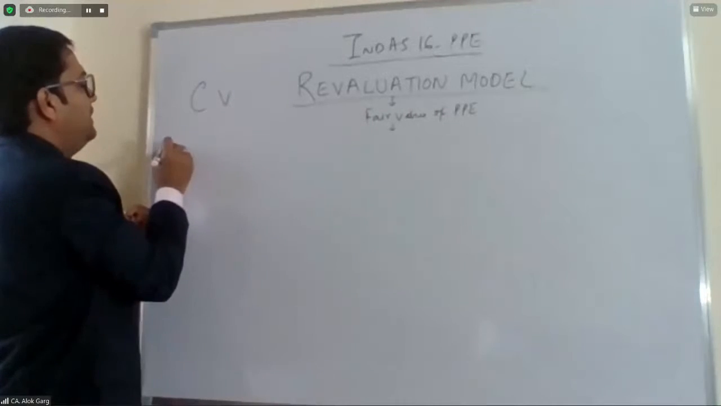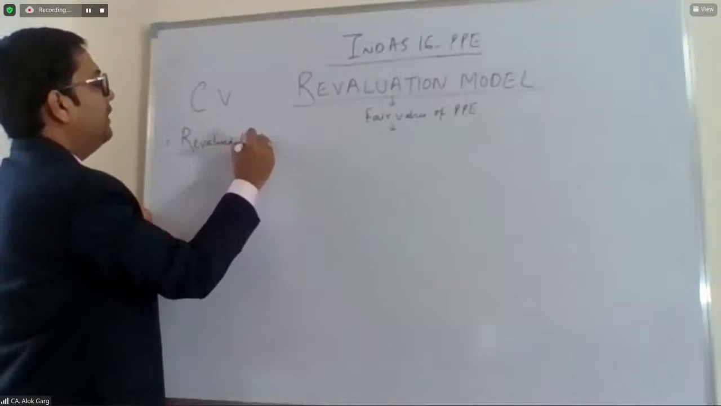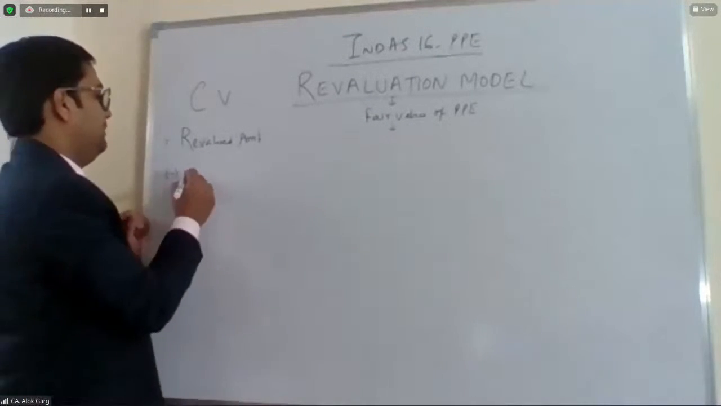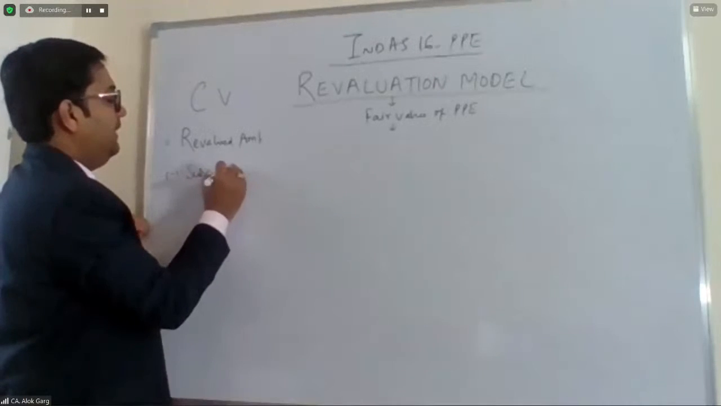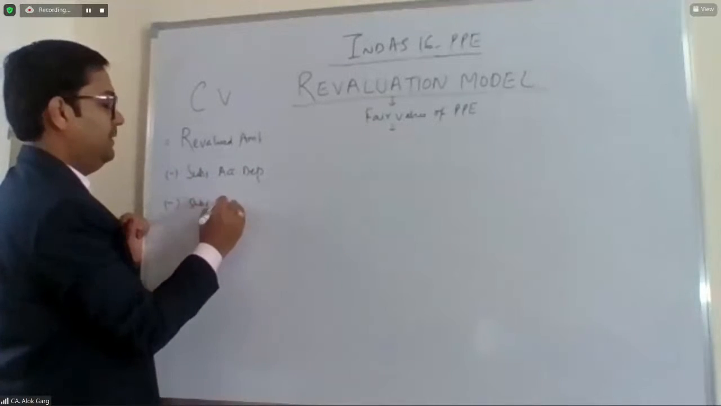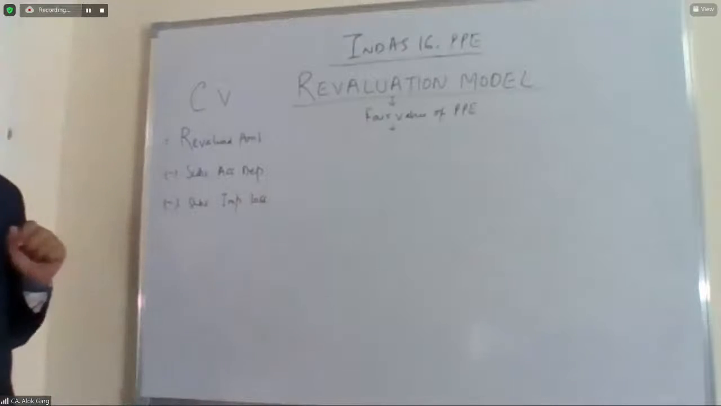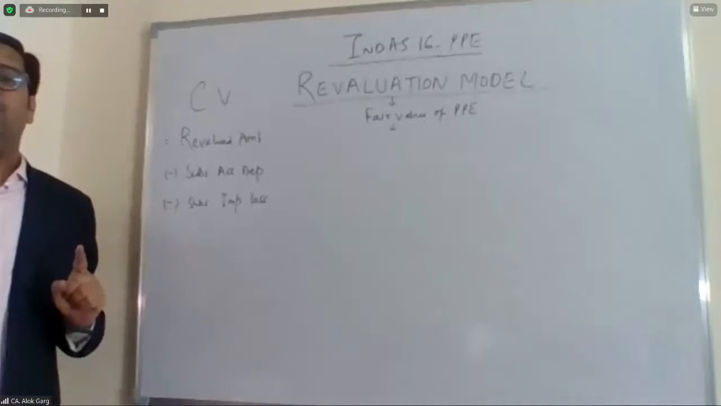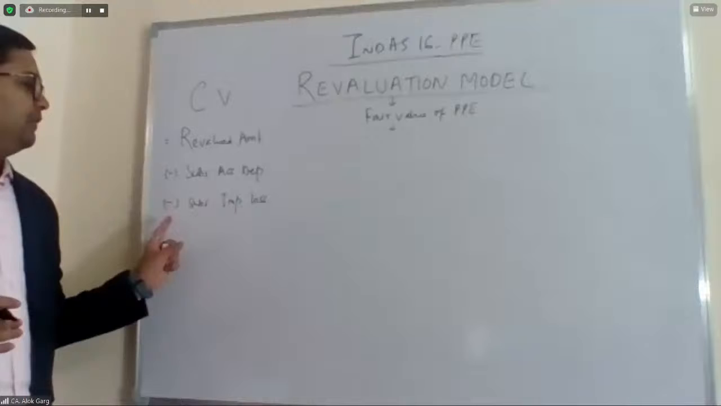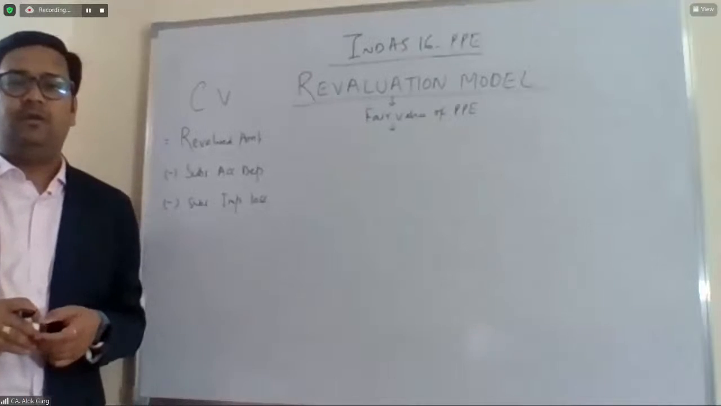Carrying value as per revaluation model is equal to revalued amount minus subsequent accumulated depreciation minus subsequent impairment losses. Is it clear? Carrying value as per Ind AS 16 under revaluation model is equal to revalued amount minus subsequent accumulated depreciation minus subsequent impairment losses. Okay. Have you understood? No, don't worry.